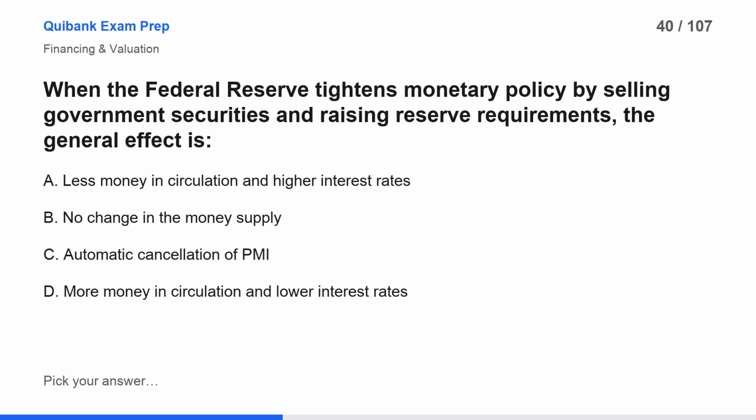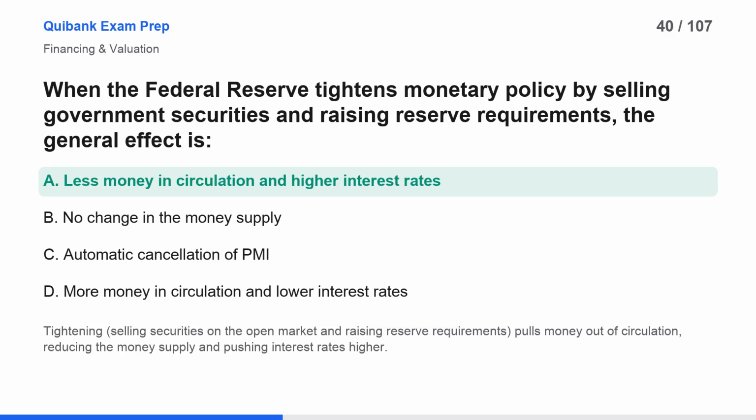Question 40. When the Federal Reserve tightens monetary policy by selling government securities and raising reserve requirements, the general effect is A. Less money in circulation and higher interest rates. B. No change in the money supply. C. Automatic cancellation of PMI. D. More money in circulation and lower interest rates.